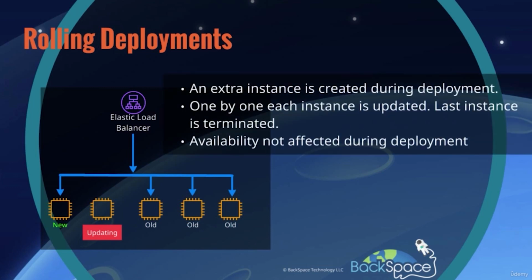The points to take away: an extra instance is created during that deployment, and then one by one, each instance will be updated, and the last instance to be updated will actually be terminated. And that is because we added that extra instance at the start. So here we can see we've got 5 instances, but we only need 4. So when we get to the last one to be updated, we can simply delete that one, and we will have the required capacity of 4 instances. The advantage here is that availability will not be affected during that deployment.